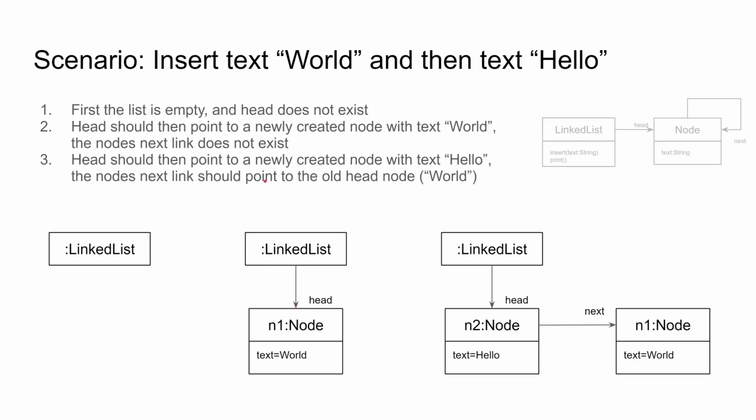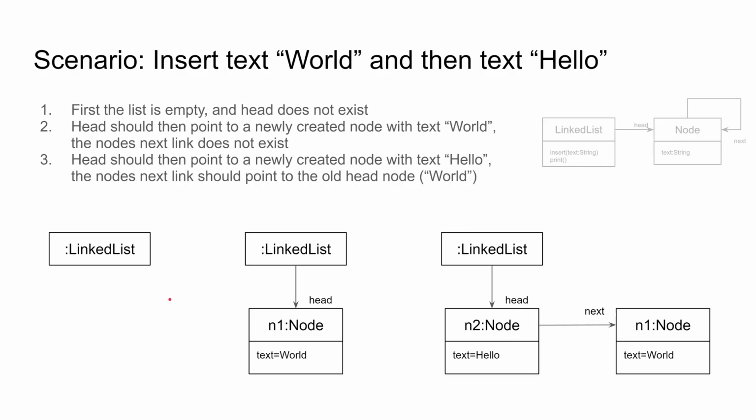In the third step, we now want to insert the text hello. So head should now point to this newly created node with the text hello, and hello's next link should point to the old head node with the text world. So the object diagram looks something like this. We have the linked list object, we have this new head object N2 with the text hello, and we have the old head object N1 with the text world. And N2 points to this old object N1 with its next pointer. And N1's next pointer points to nothing.